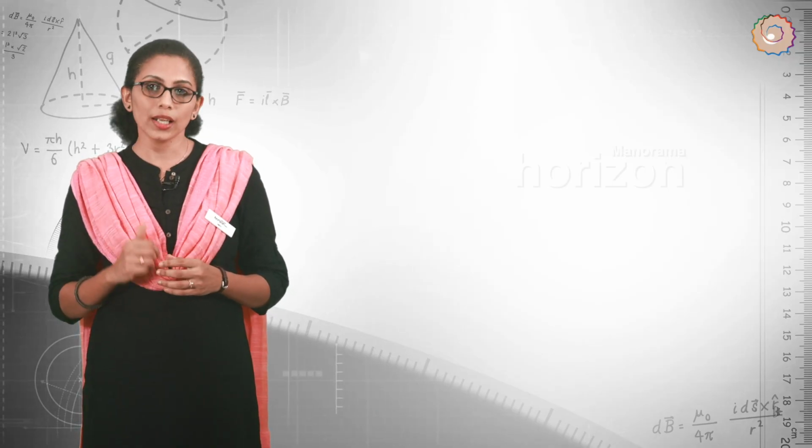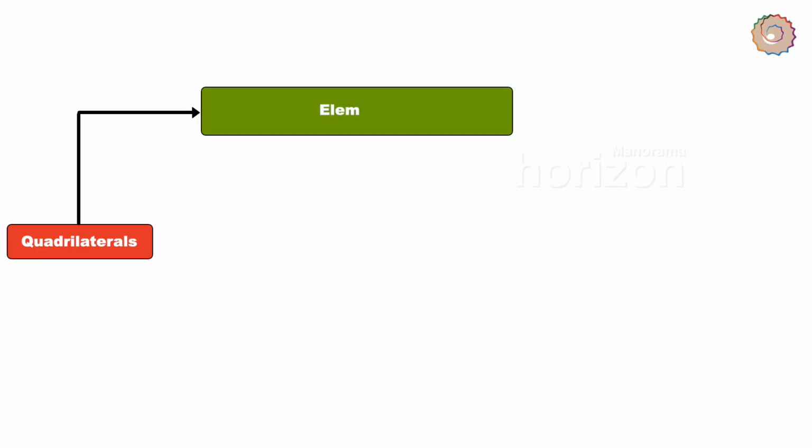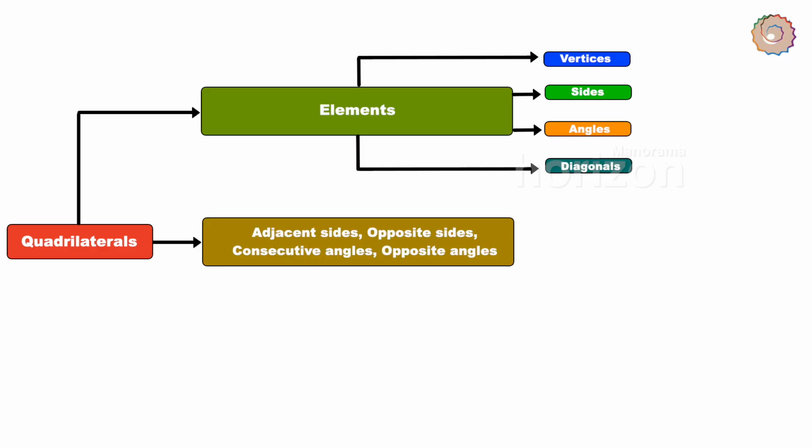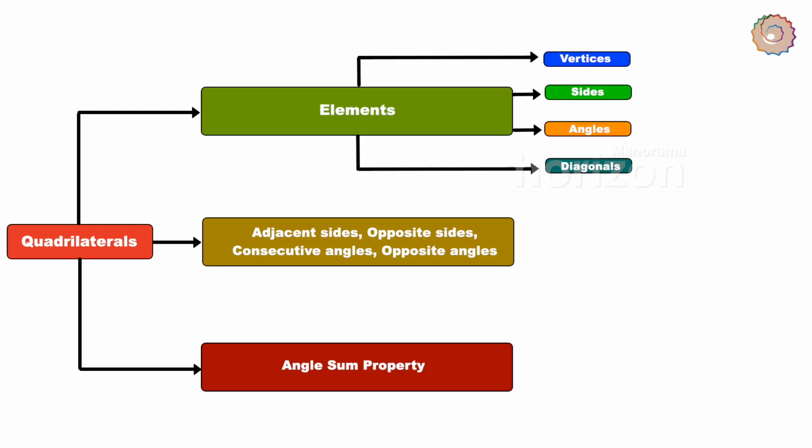So far, we have learned what is a quadrilateral and we have discussed its basic concept and the angle sum property. Let's have a recap. We have seen a quadrilateral is a figure formed by joining 4 points in an order. Also, we have discussed the main elements of a quadrilateral, what are vertices, sides, angles and diagonal. Then we have discussed what are adjacent sides, opposite sides, consecutive angles and opposite angles in a quadrilateral. We have seen the angle sum property of a quadrilateral, that is the sum of angles of a quadrilateral is 360 degrees and its proof is also discussed.